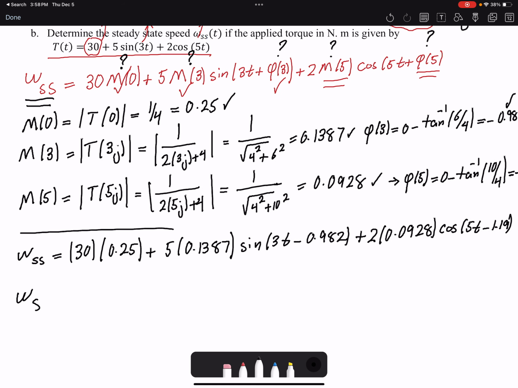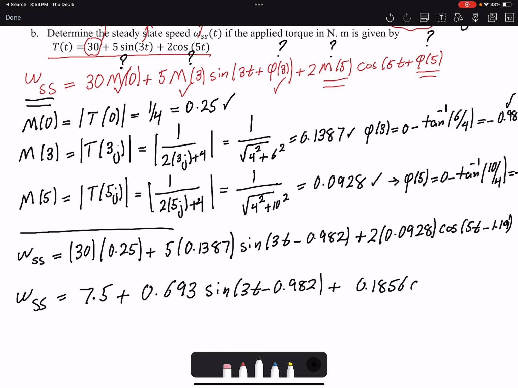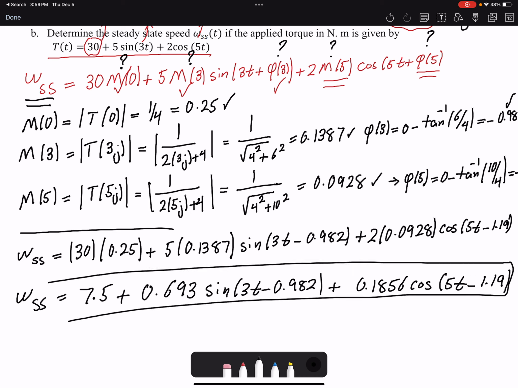I can also simplify it. It would be 7.5 plus 0.693 sine 3t minus 0.982 plus 0.1856 cosine 5t minus 1.19. So this is the response of the system. It's the same format as the input, just the amplitudes have changed, these values have changed, as well as we have introduced some phase change here, as you can see.